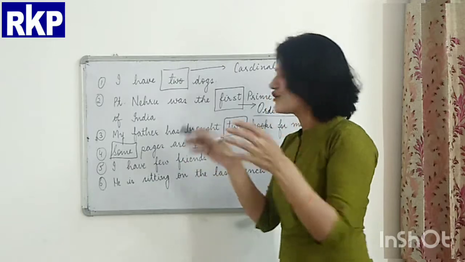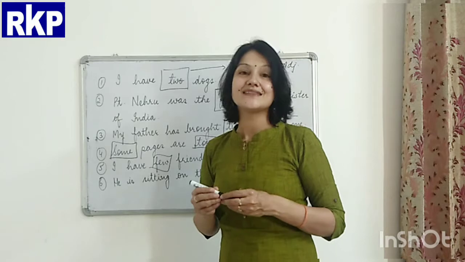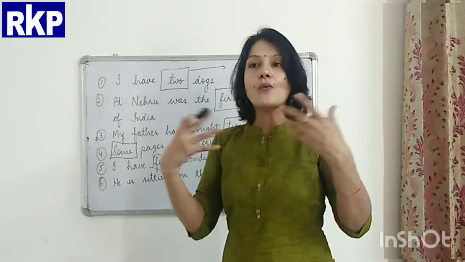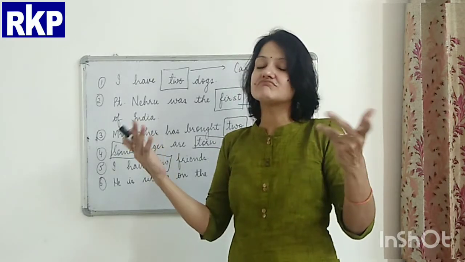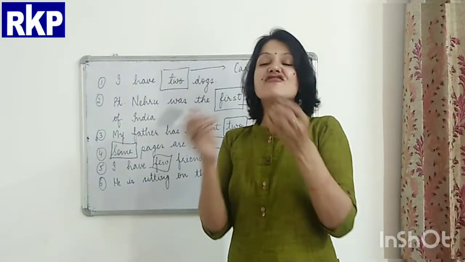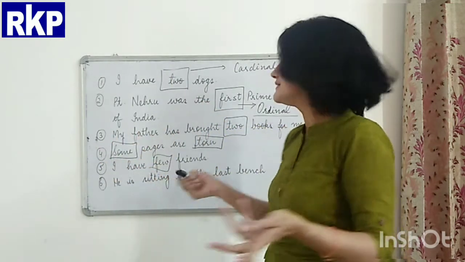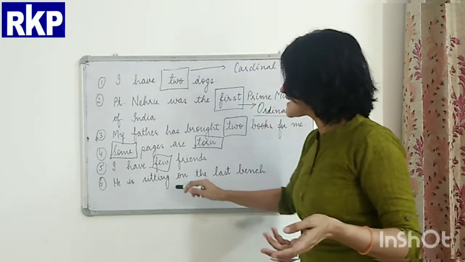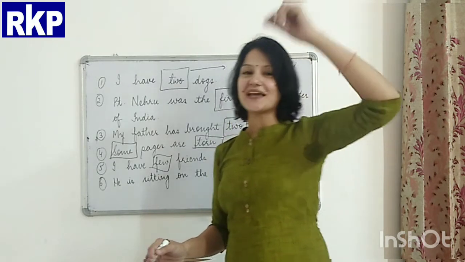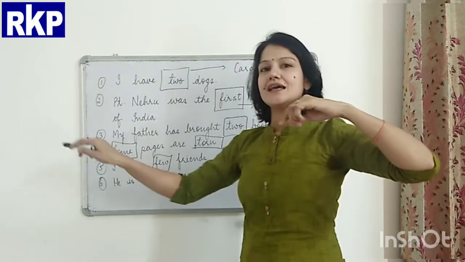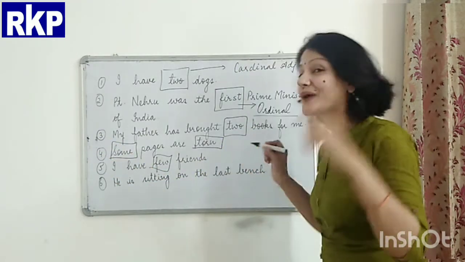Now, I have few friends. Few is the word that is telling us how many friends I have. I have few friends, like I'm so unlucky because I have few friends, that means hardly 1 or 2 maybe. Next is, he is sitting on the last bench. He is a very naughty boy and he wants to sit at the last bench. Which bench?